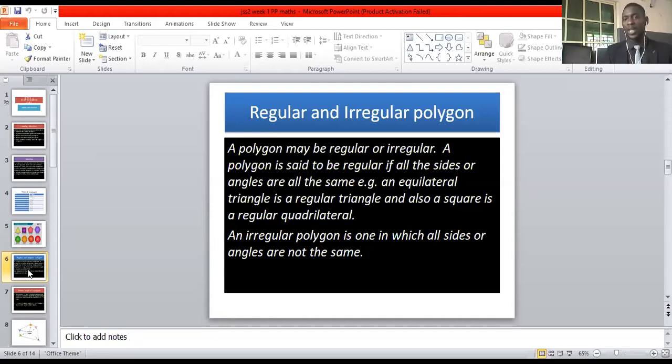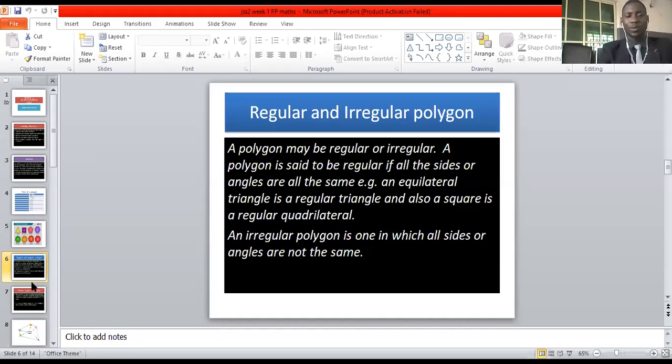That's why you say a square is like a rectangle, all the angles are right angles: 90, 90, 90. They are all the same. So this is the difference between a regular and an irregular polygon. Let me say it again. A regular polygon is one in which all the sides and angles are the same, while an irregular polygon is one in which all the sides and angles are not the same. They have different angles.